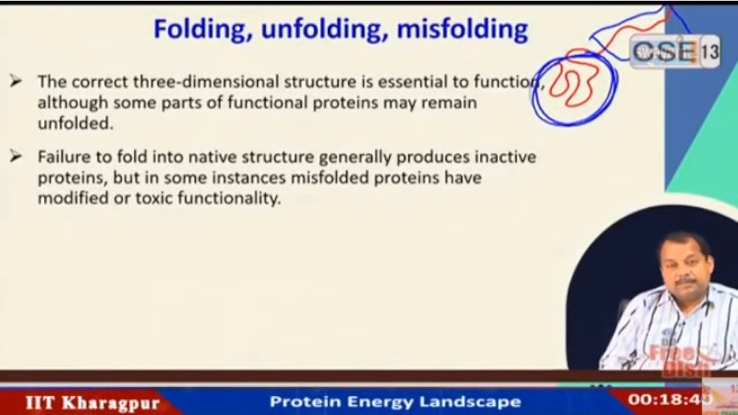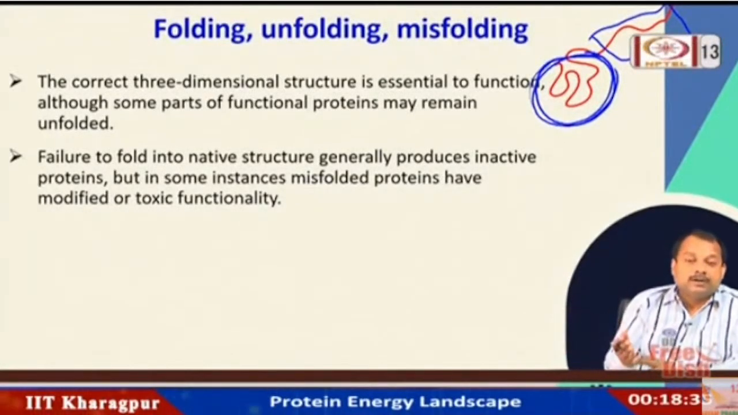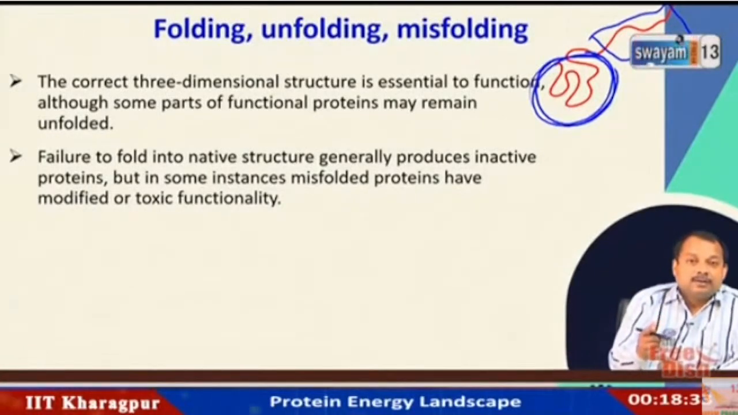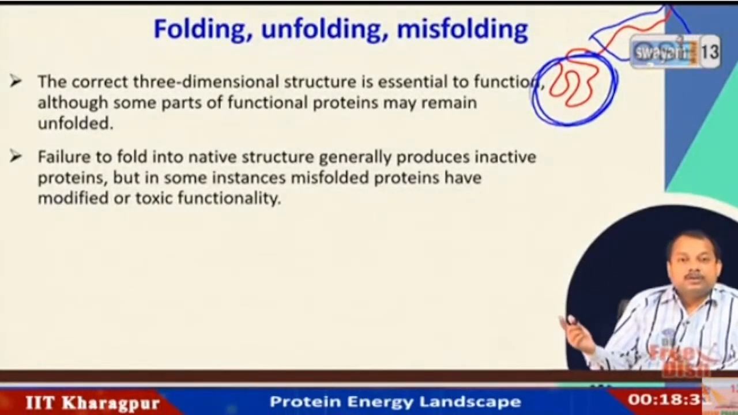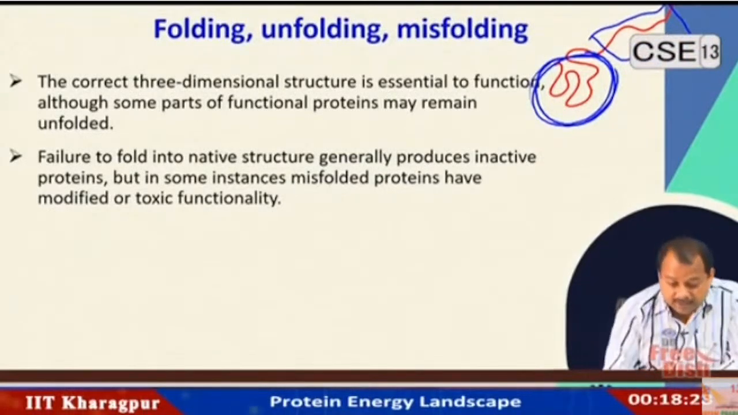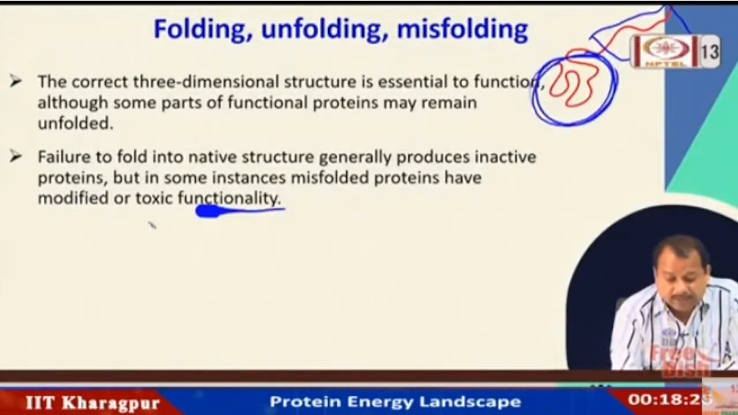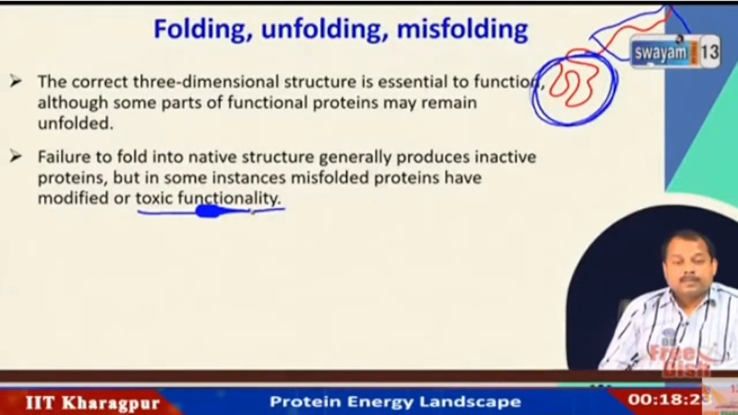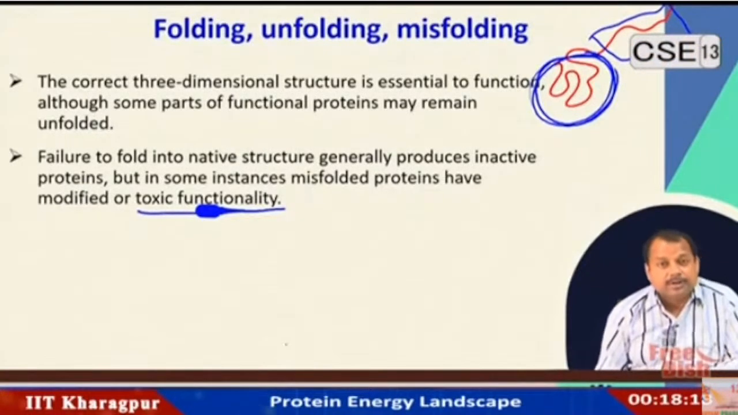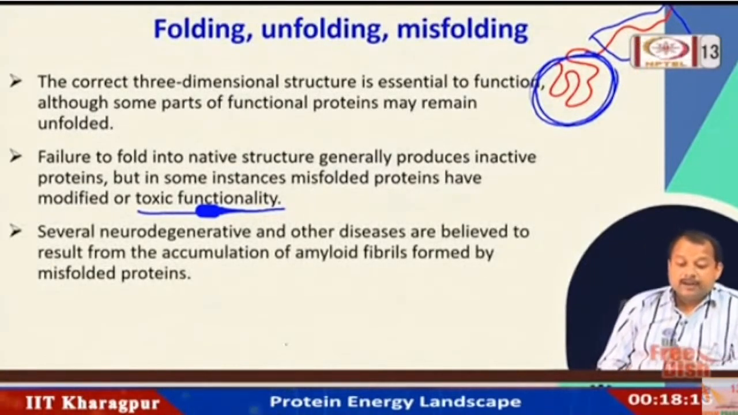Now, that particular structure may be completely inactive, with no function at all, or it may have some function. Now, that function will mostly not be good for our body, which is why it will have toxic functionality, which is unwanted and not required for our body. Next, several neurodegenerative and other diseases are believed to result from the accumulation of amyloid fibrils formed by misfolded proteins.